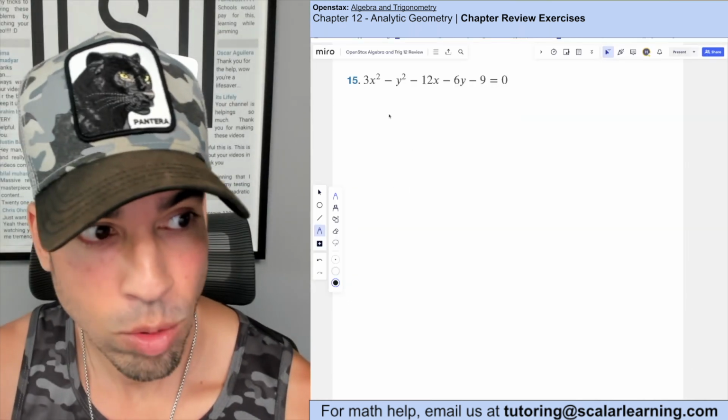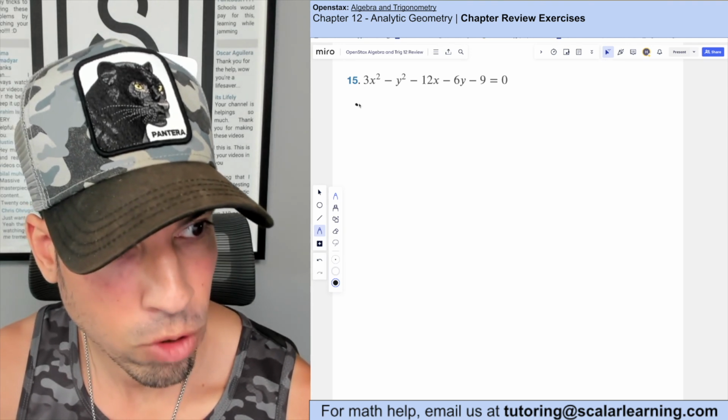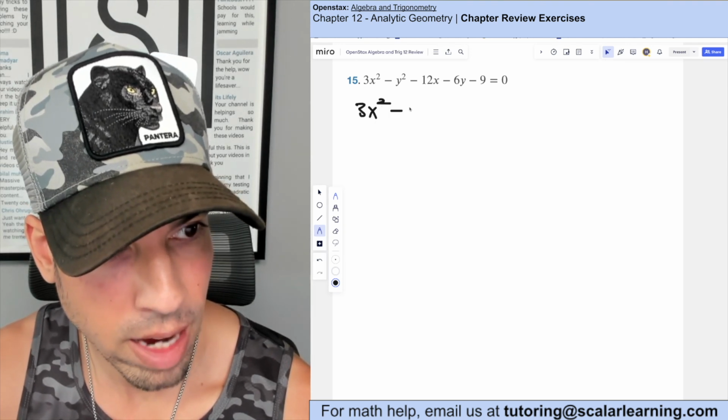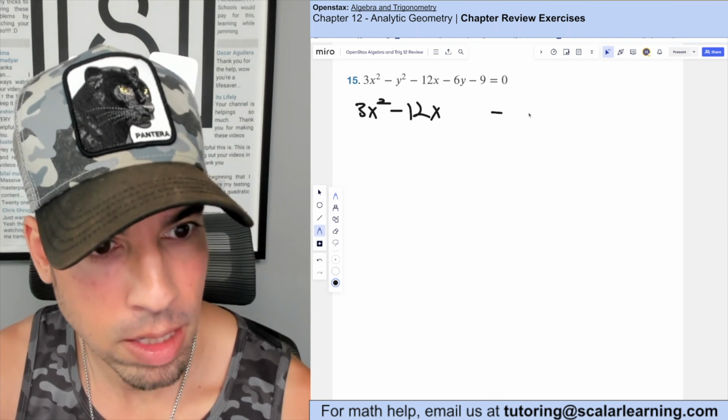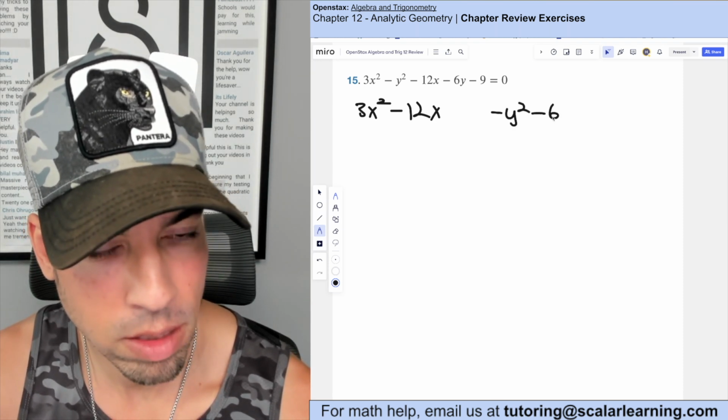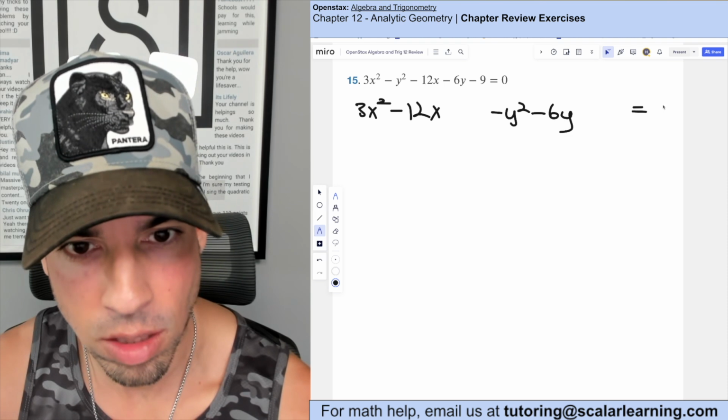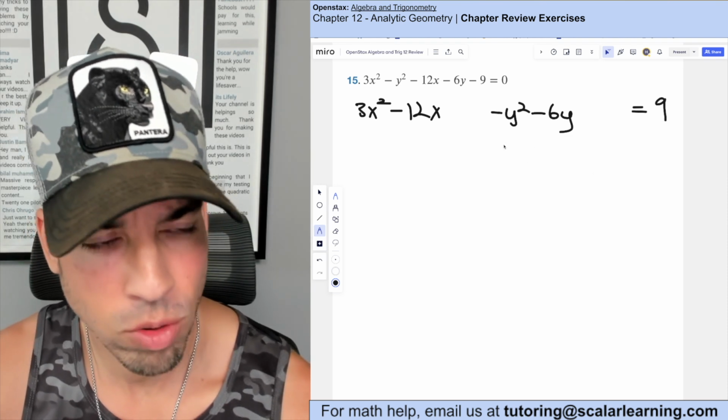Done. So for this one, we got to get it into standard form, and that's going to first require us to group the x's together. So we got 3x squared minus 12x, and then we've got minus y squared minus 6y, and then we're going to add 9 to the other side. And now we got some factoring that we want to do, right?